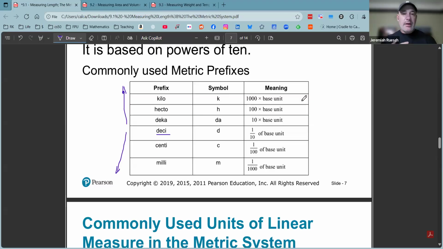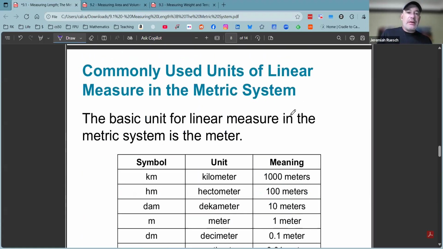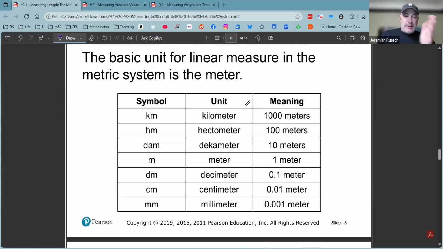Unlike our conventional system, like with the foot and all those, where you have these really strange relationships, like 12 inches to a foot, 5,280 feet to a mile, right? Those seem almost random. With respect to the metric system, it's always 10 greater, 10 less in terms of multiplication, which is really nice.